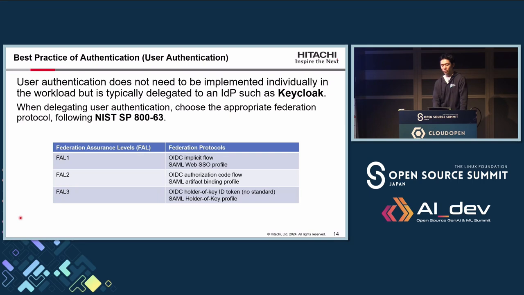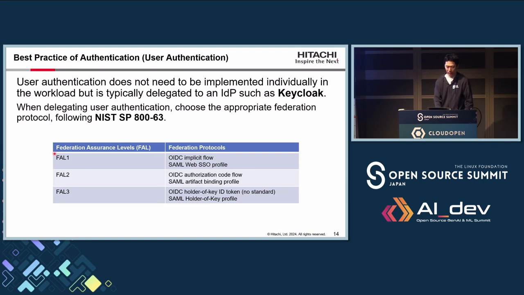but workloads do not need to implement user authentication themselves. User authentication is indeed commonly delegated to an identity provider, IdP, such as Keycloak. This approach simplifies the implementation of authentication in workloads by centralizing the authentication process. When delegating user authentication, it is important to choose the appropriate federation protocol following the guideline outlined in NIST SP 800-63. Like AAL, Federation Assurance Levels, FAL, has three levels, and we select the suitable one by assessing the adverse impact of failures. After deciding on FAL, we will select federation protocols.